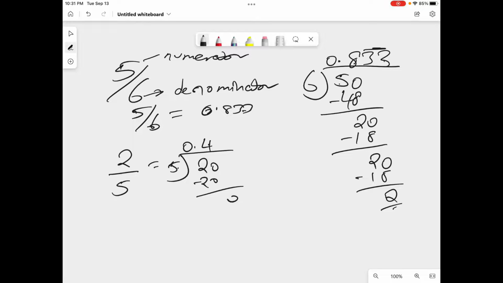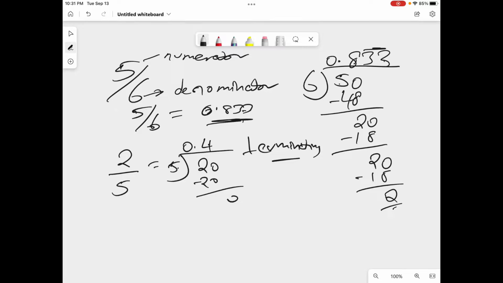So this fraction is considered to be terminating. Why? Because we got a fixed number of digits. This is repeating because we don't have a fixed number of digits. It keeps repeating itself endlessly.